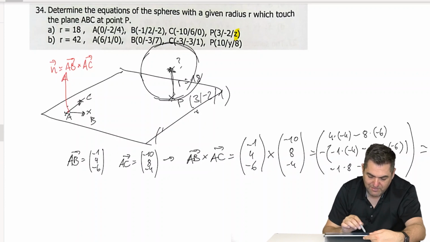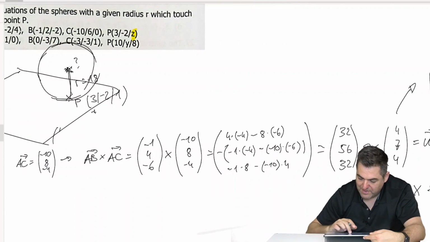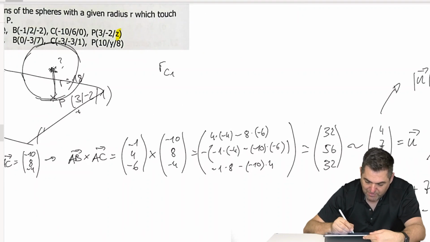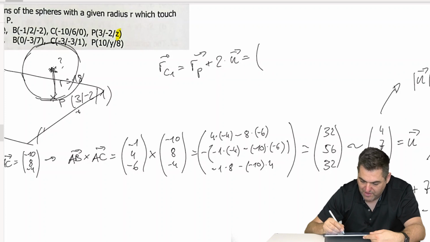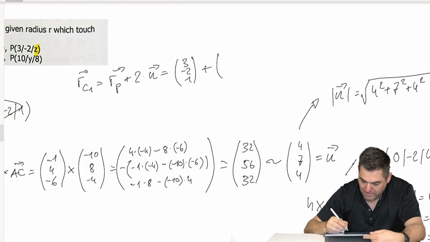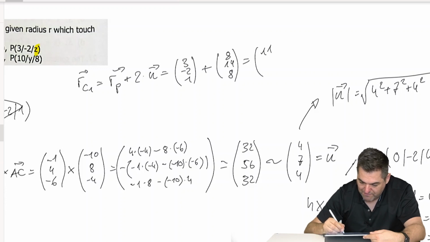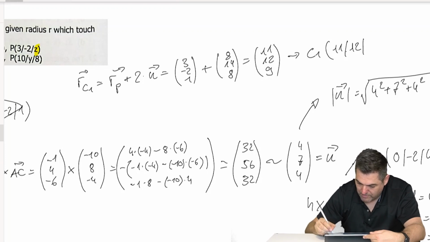I need to go 18 units, so I just add 2 times the normal vector and I'll get the coordinates of C. Right. Mathematically we can write it like this. The coordinates of C1, that's this here, is the coordinates of P plus 2 times the normal vector. So we have 3, minus 2, 1, plus 2 times this normal vector here, that's 8, 14, 8. This gives us 11, 12, 9. So the first center is 11, 12, 9.